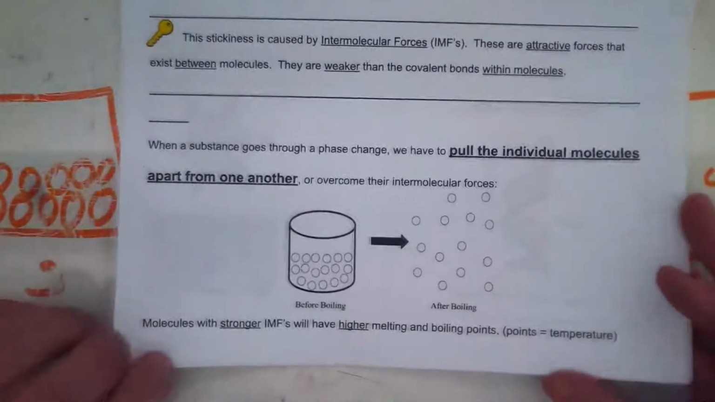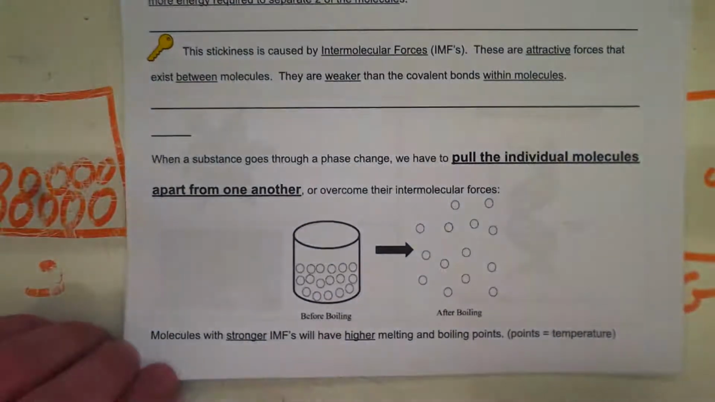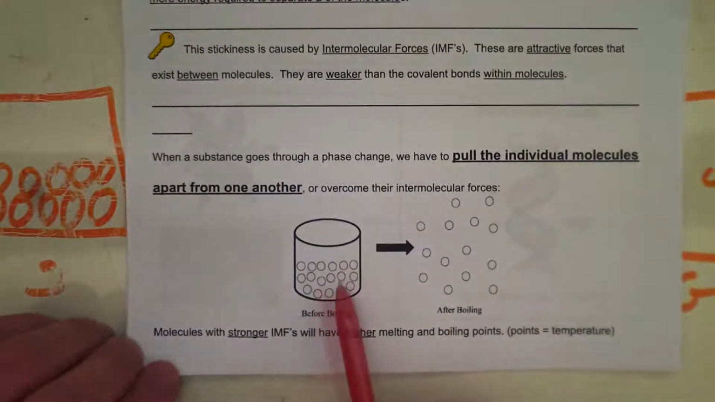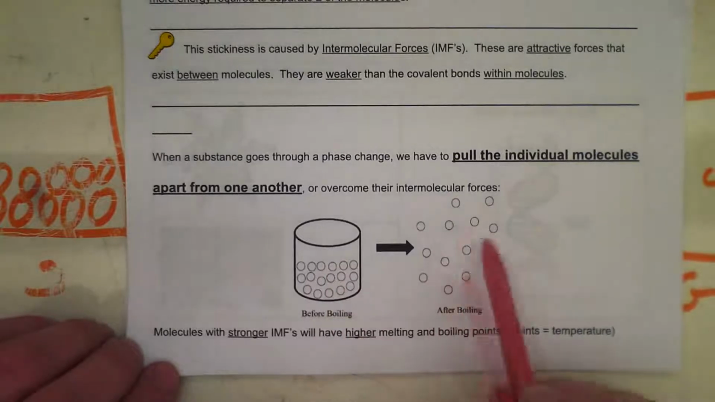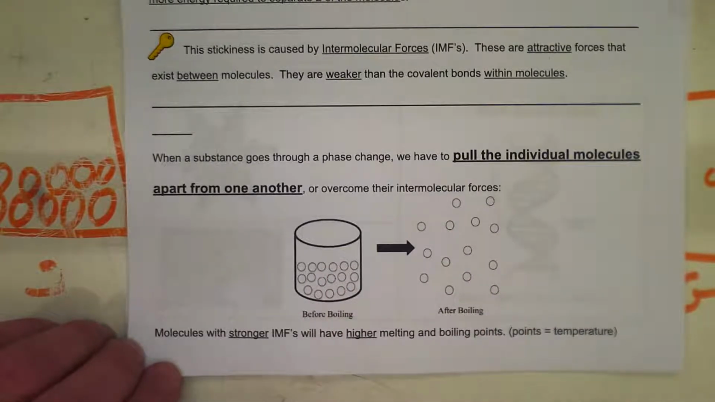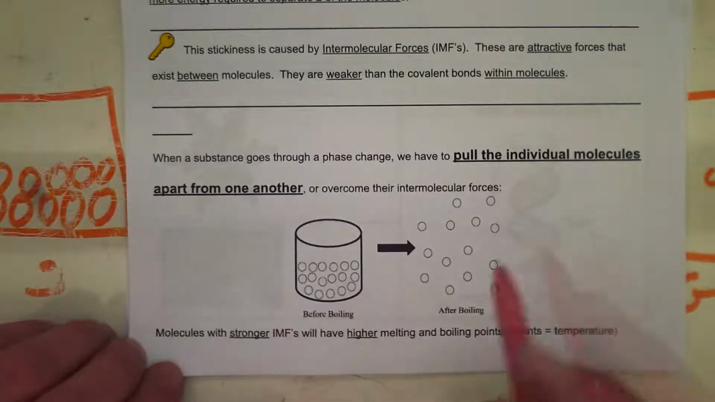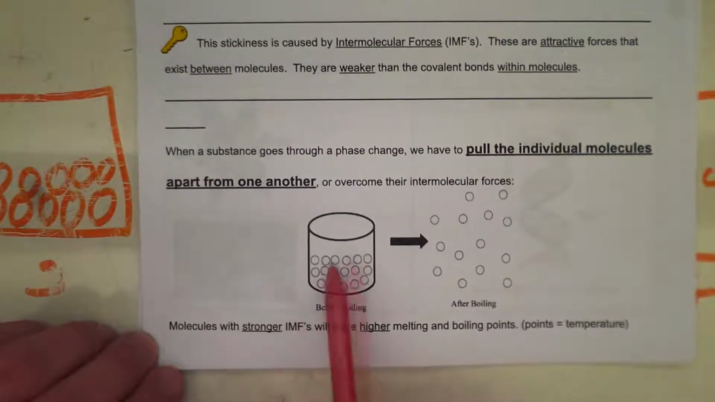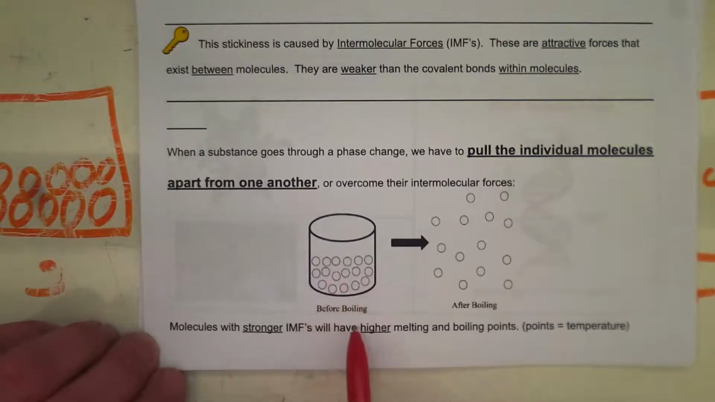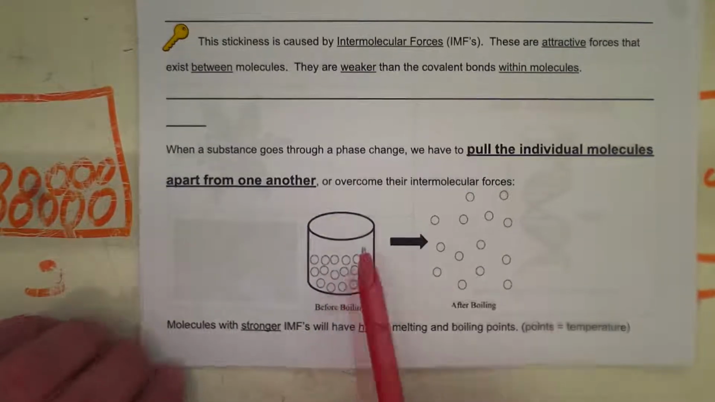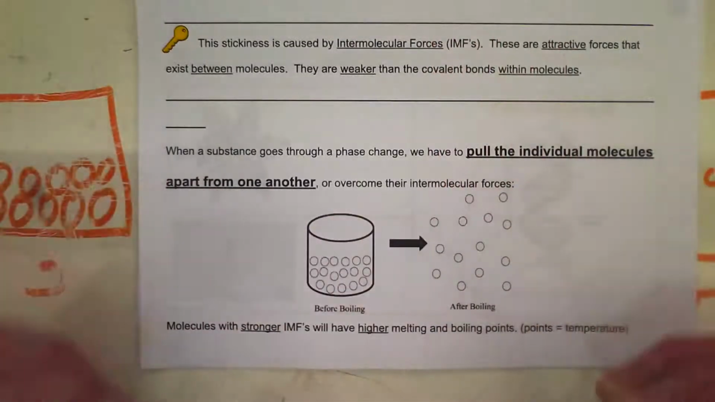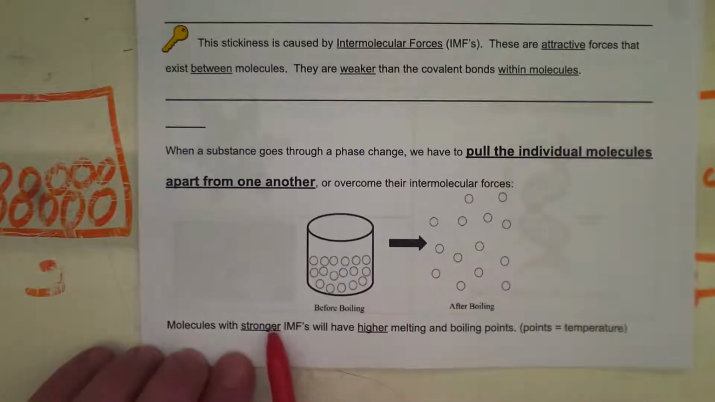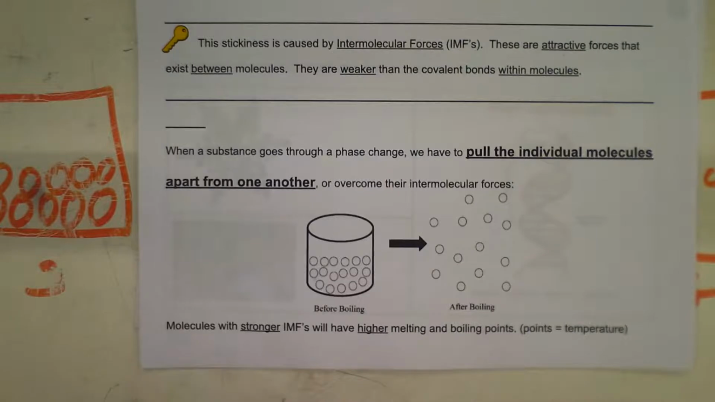All right. And we have to put energy into doing that. So again, as we go from boiling, where things are relatively close together, to a gas where things are relatively far apart, we're overcoming these attractive forces. Now, the stickier these molecules are, the stronger their intermolecular forces, the greater the temperature that's going to be needed to pull them apart. So the stronger the intermolecular forces, the higher the melting and boiling points.